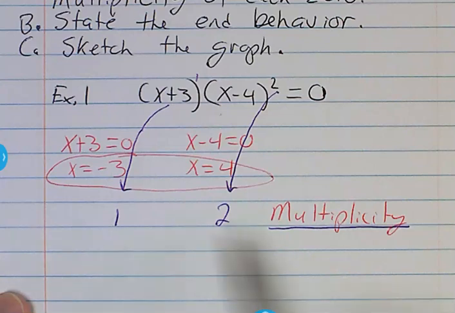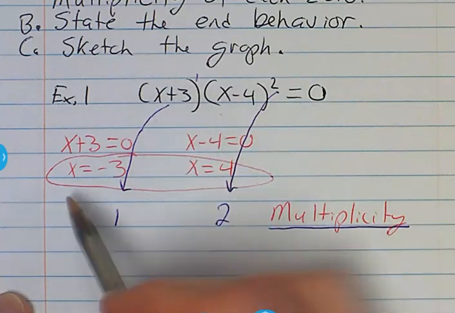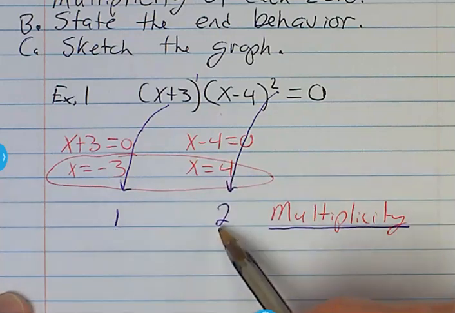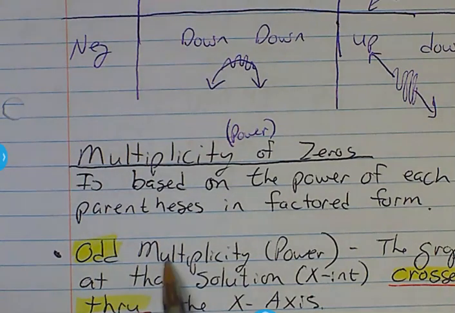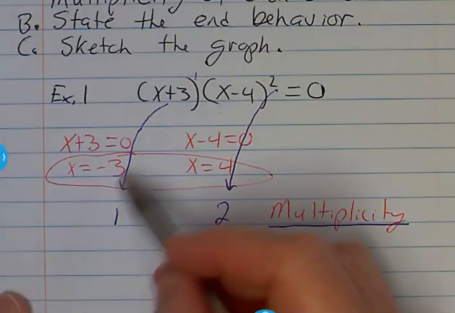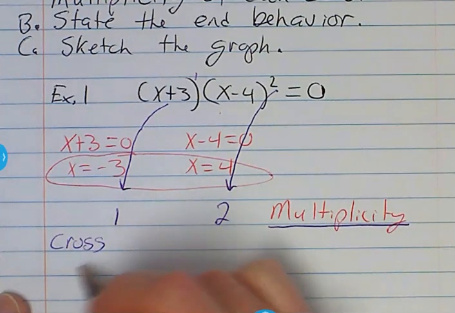So multiplicity, again, is just, if you got it factored, tell me what power you got on the thing that you factored. So x plus 3 has a multiplicity of 1. X equals 4 has a multiplicity of 2. Okay, now, what that means graph-wise: if it's an odd multiplicity, or an odd power, the graph crosses. So x equals negative 3 has a multiplicity of 1, so this thing is going to cross.